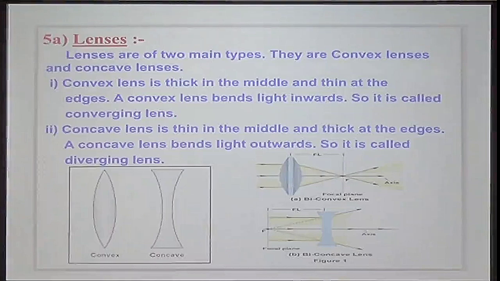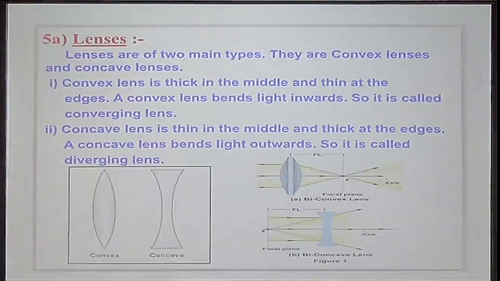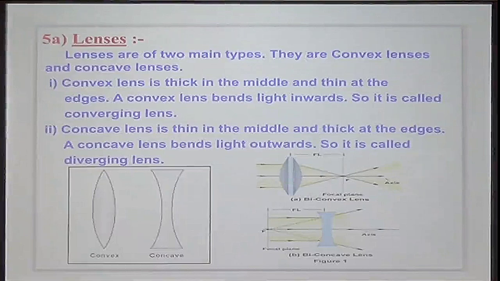A convex lens always bends the light inwards. That is why it is also known as converging lens. And a concave lens always bends the light outwards. That is why it is known as diverging lens.